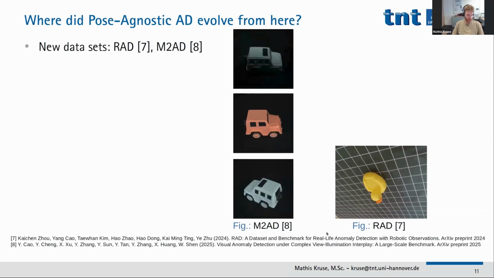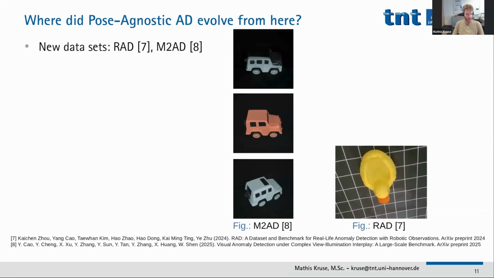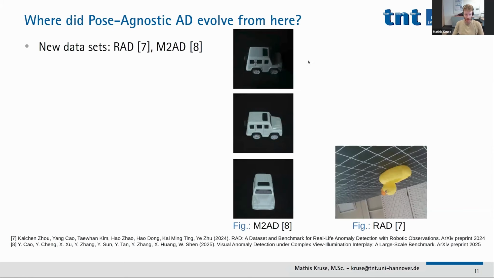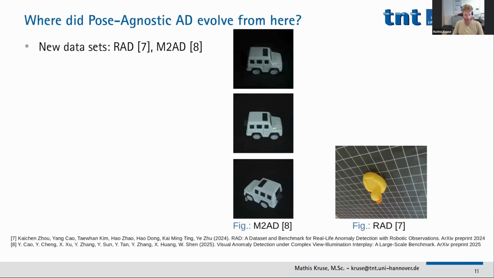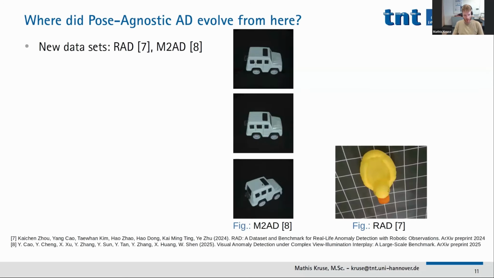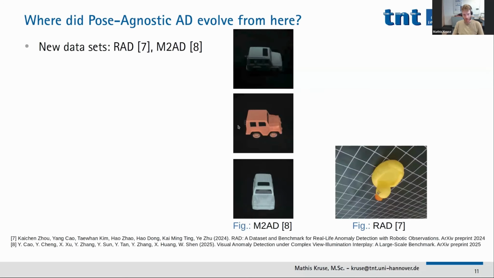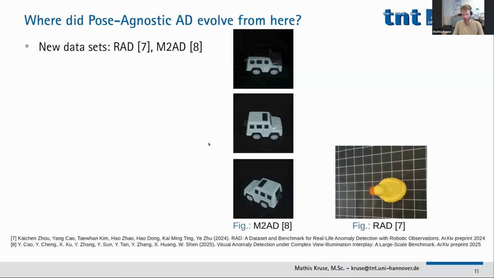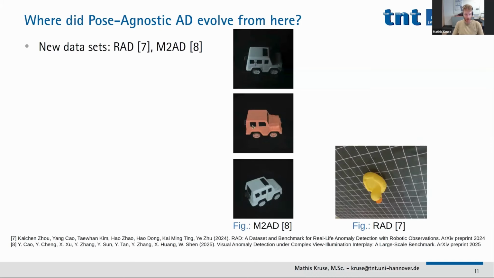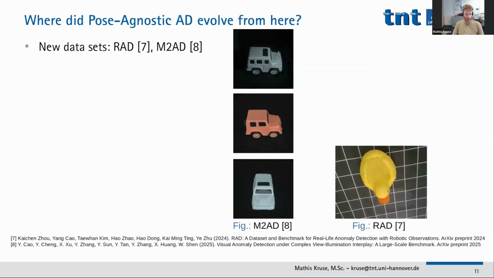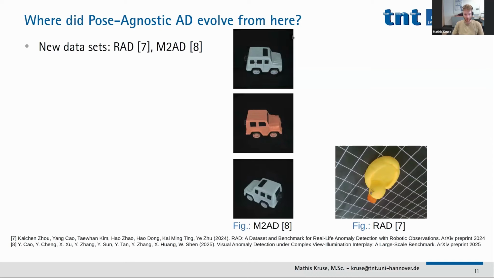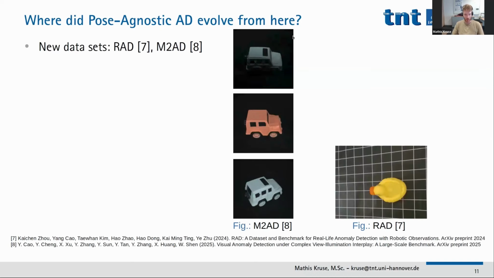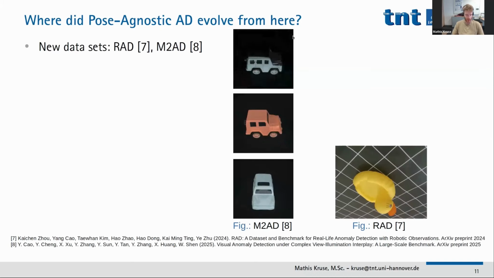The M2AD dataset is from this year, and it's relatively large, and it's also very complex as it features multi-view, as we can see down here, multiple different kinds of object instances per object class, and also multi-illumination scenarios, so different types of lighting conditions, which make the task even harder.